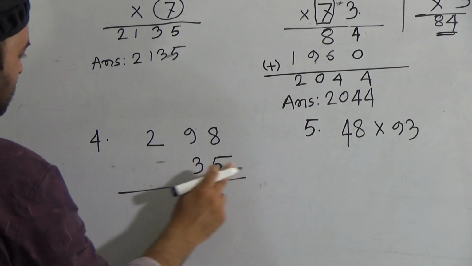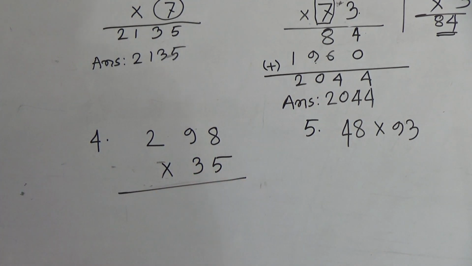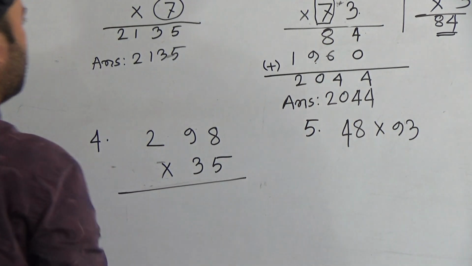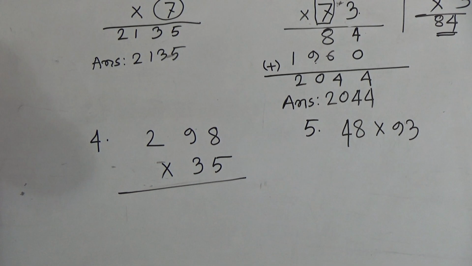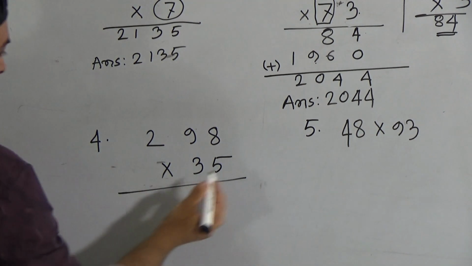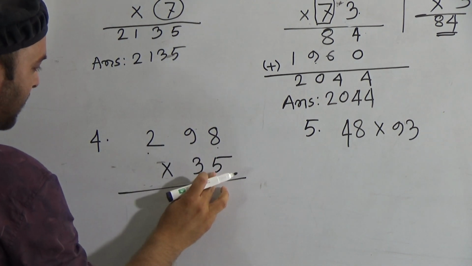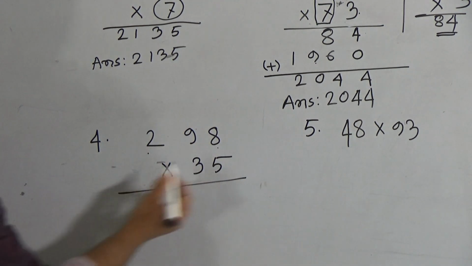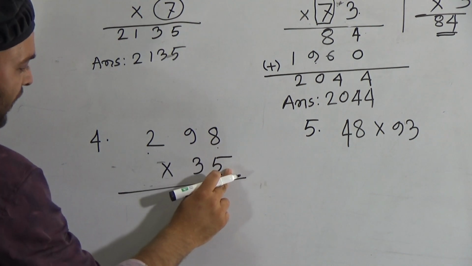298 and 35. Similarly, use the multiplication symbol and draw the line. My dear students, we have already done two-digit number by two-digit number, three-digit number by one-digit number, two-digit number by one-digit number. But here, a three-digit number will be multiplied by a two-digit number. Similarly, the last way, you have to multiply 298 by 5 at first.